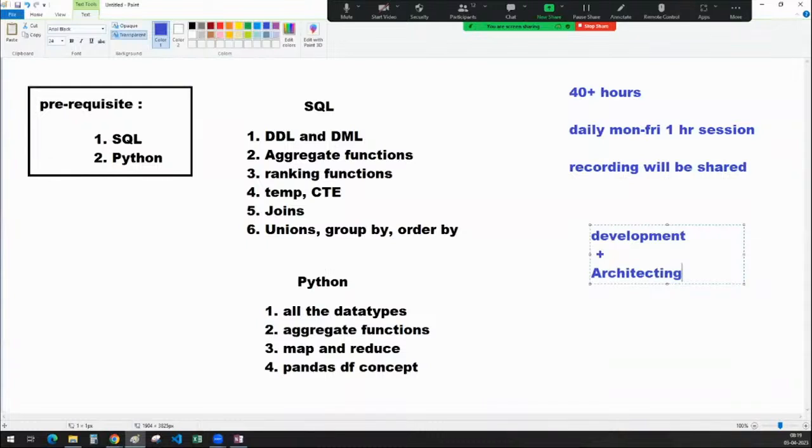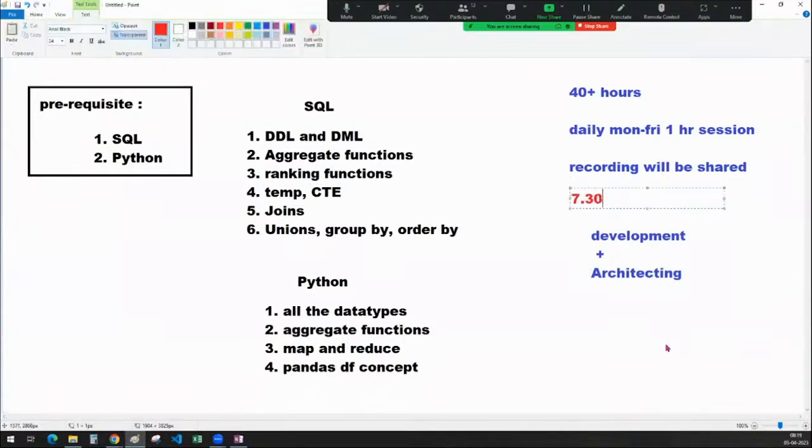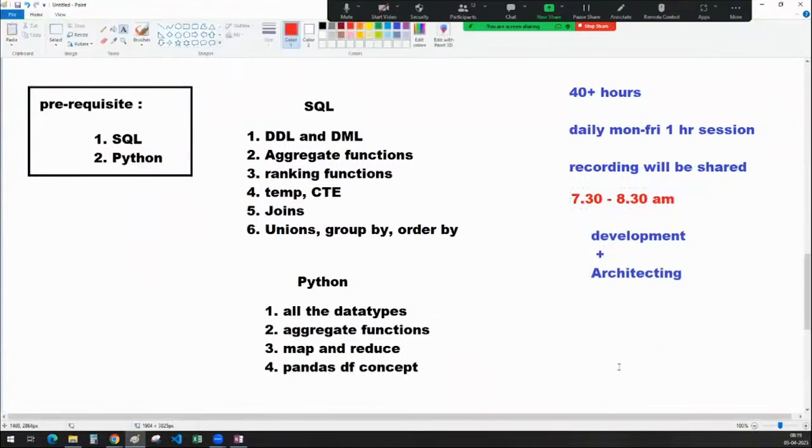About the timings, I forgot to mention them, guys. The timings are the same, 7:30 to 8:30 a.m. Same timings every day. Okay, so these are the timings. Any questions anyone has?